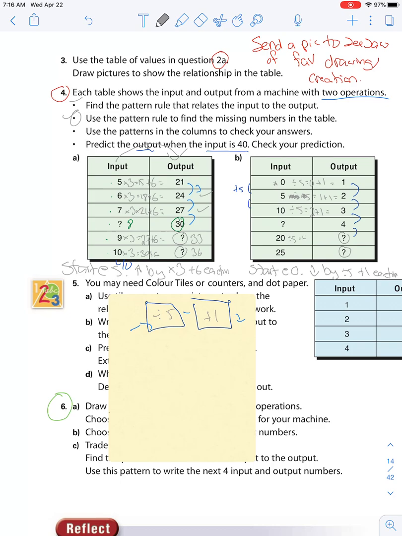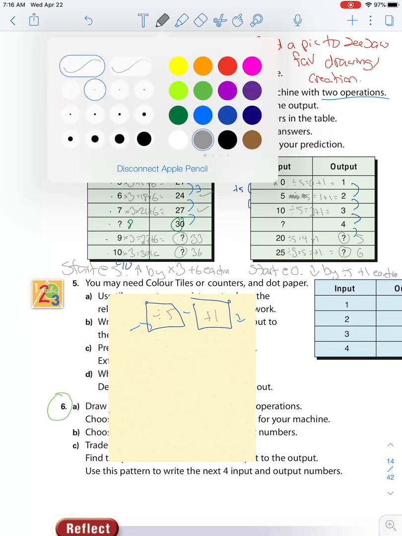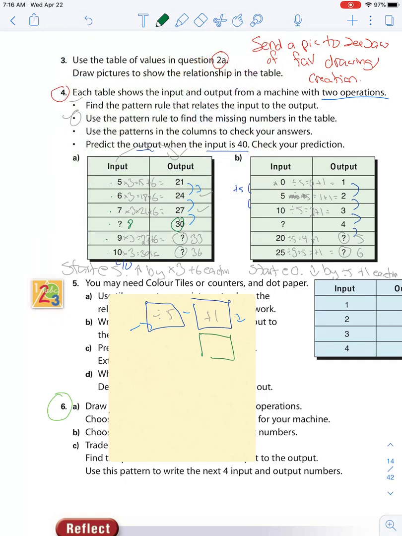So 20 divided by 5 is 4. 4 plus 1 is 5. We know this is going to be 6, following the pattern, but let's show our work. 25 divided by 5 is 5, plus 1 is 6. Perfect. Then now we're going to work the backwards direction.